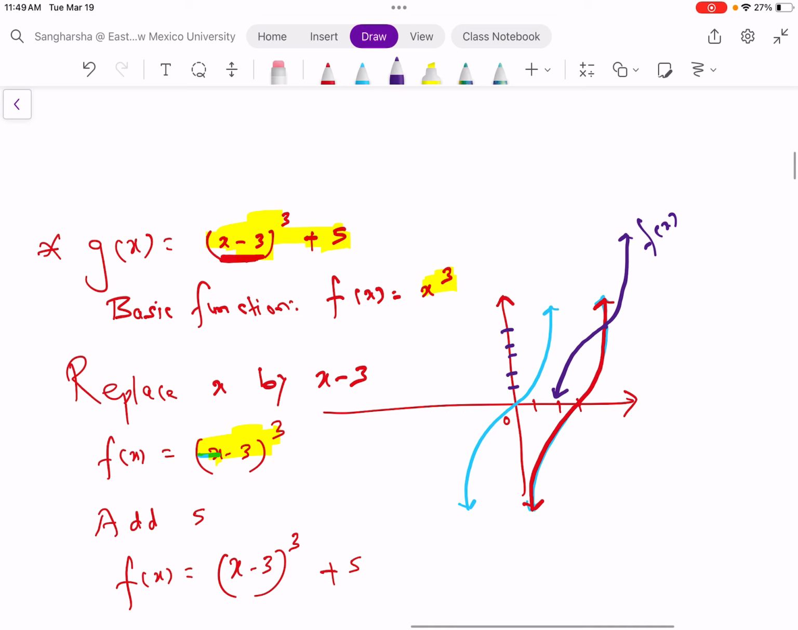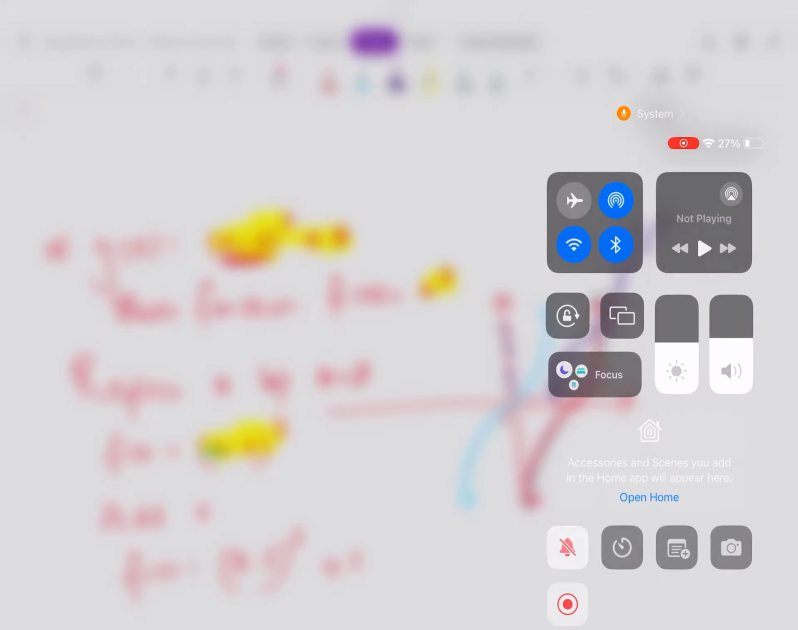And these are the two transformations that we did today: horizontal shift and vertical shift. The remaining ones we will do in tomorrow's class. So let's do this much for today. If you have any question, let me know.